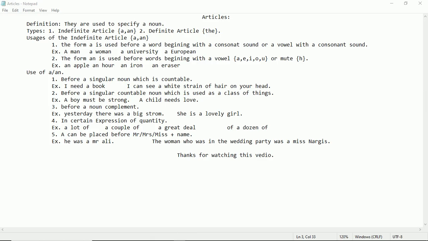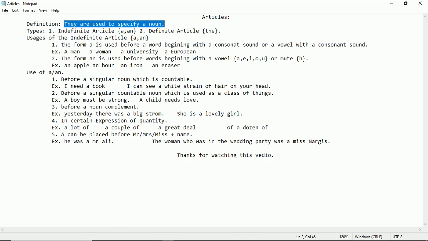So today's lesson is about articles. First of all, we have to know what articles are. We have a small definition for articles. They are used to specify a noun. When we want to speak about a specific noun, we have to use articles.